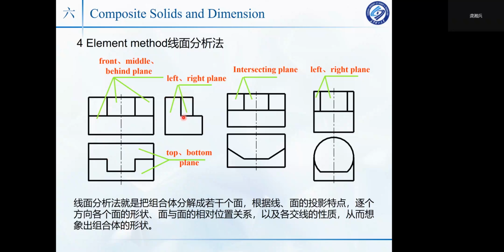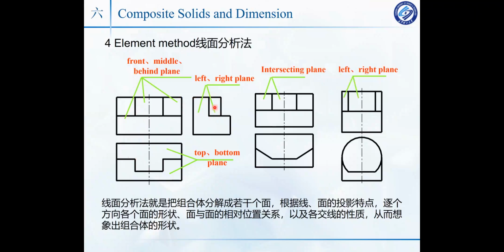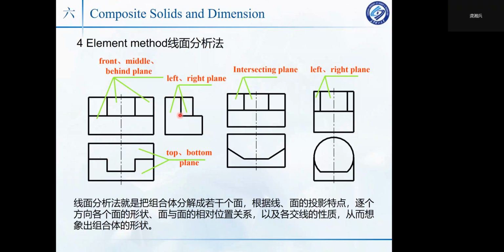But this plane and this plane are intersecting planes, so we have an intersection line in this direction. For the front, middle, and behind planes, this is the front plane, and this is also a front plane. This is the middle plane. The back planes are these two here and here. So you can find the different kinds of planes on the H, V, and W projections. You will find the relative positions on the different projections. We call it the element method.